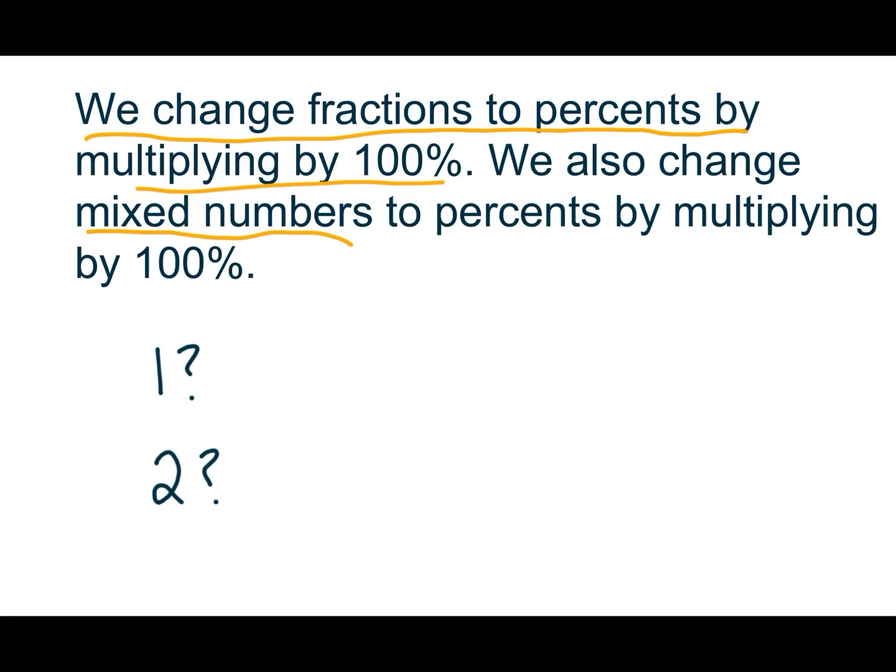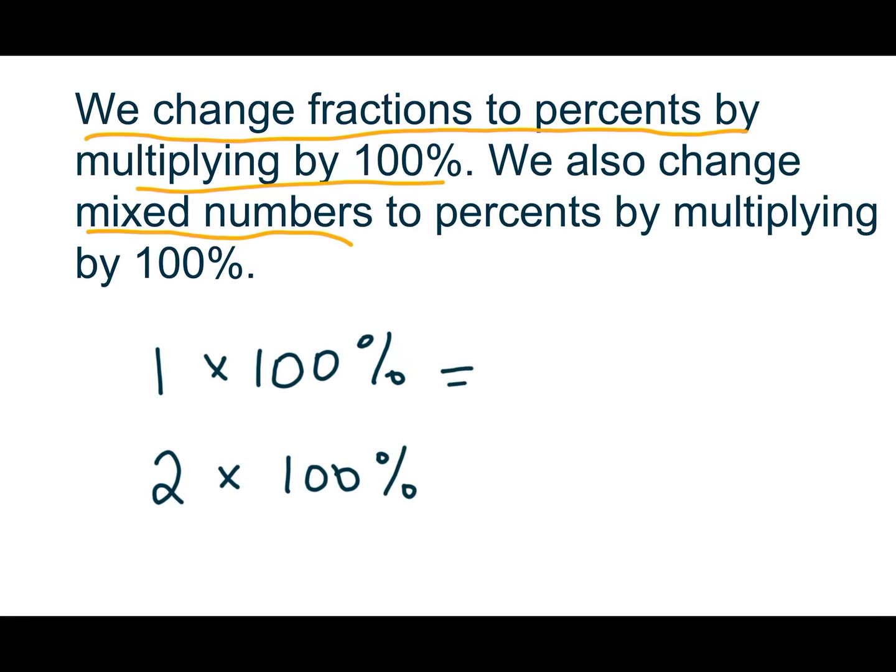So you may be asking, well, can I just take a whole number and multiply it by 100% and get a percent? And the answer is yes, of course you can. So 1 times 100% and 2 times 100% will give you the answers, right? 2 over 1 is the same as 200%.